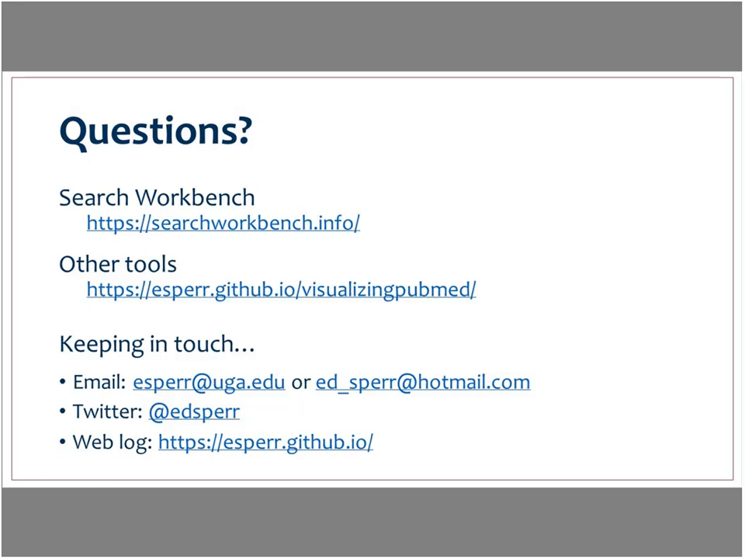It just doesn't happen. So the trick is trying to get that search dialed in as well as you can at the outset, and that way, hopefully, by the time you're looking at individual items, the things that you actually want will be in that first tranche of 100 to 200 different results. So again, those are the applications at Search Workbench, but also there's other individual tools as well as a couple of other things at Visualizing PubMed.